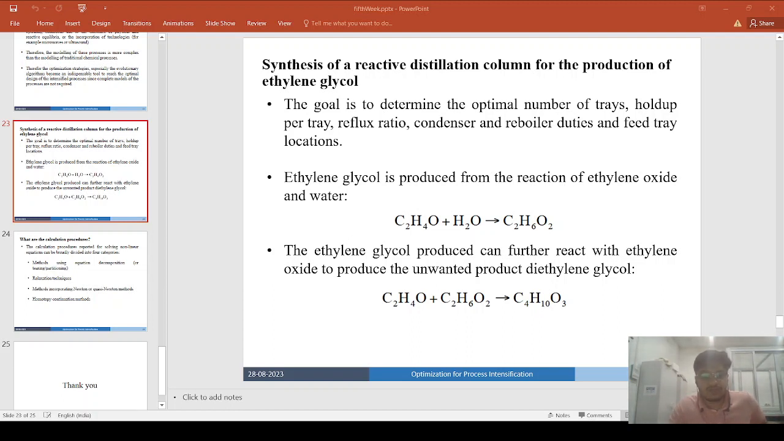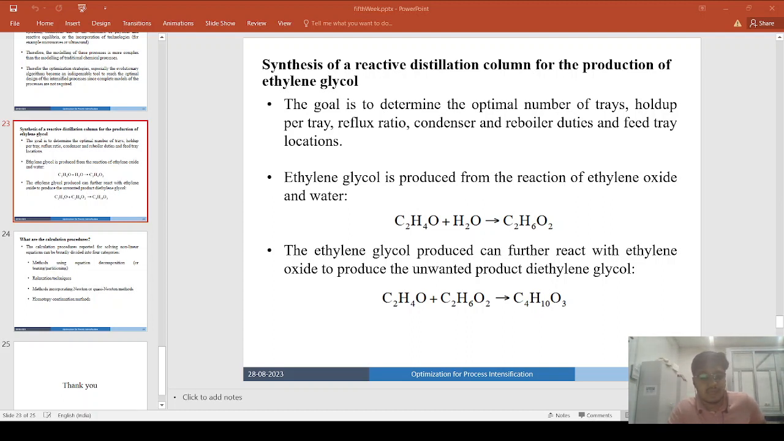So here the goal is to determine the optimal number of trays, hold up per tray, reflux ratio, condenser and reboiler duties, and feed tray location. If you see the reactions that are undergoing here, ethylene glycol is produced from the reaction of ethylene oxide and water, C2H4O plus H2O, that will give you C2H6O2, which is basically the ethylene glycol. So ethylene oxide is C2H4O and it reacts with the water to give you ethylene glycol.